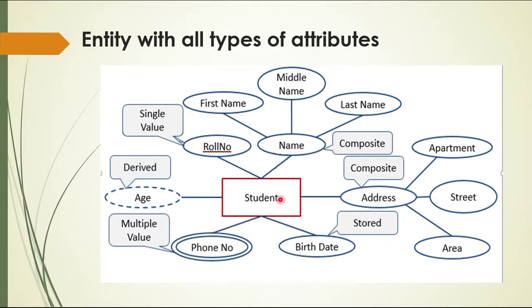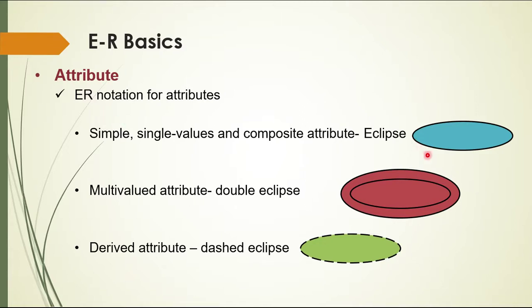Now see here, we have an entity with all types of attributes. Suppose student is my entity, and entity is represented in the rectangle. Now student has a roll number, name, address, date of birth, phone number, and age as the attributes of the student. Clear? Now roll number has only one value. Every student has a single roll number, so roll number is known as a single value attribute, and single value attributes are represented in an ellipse.